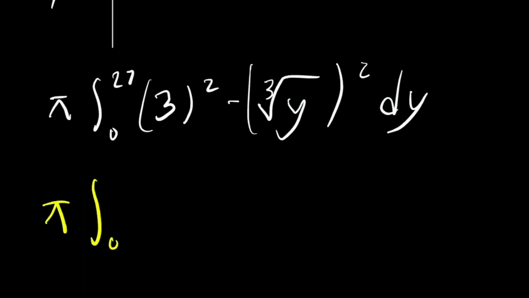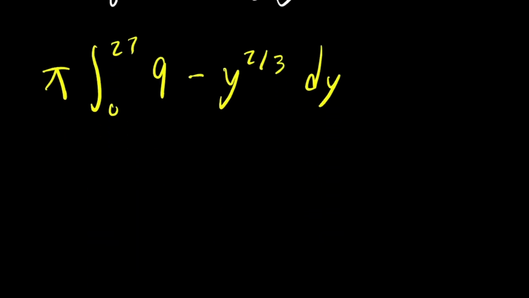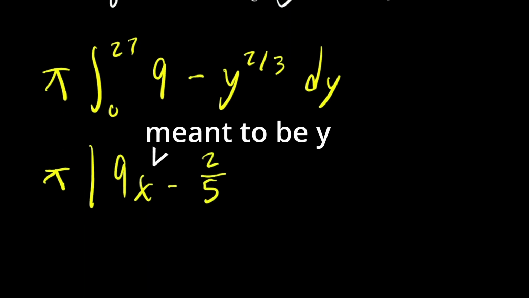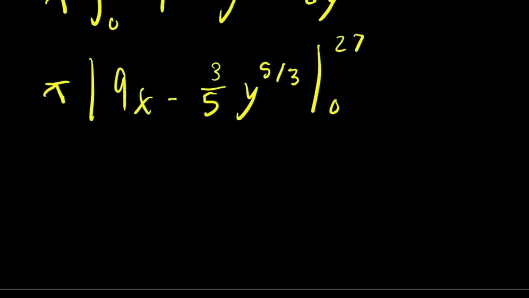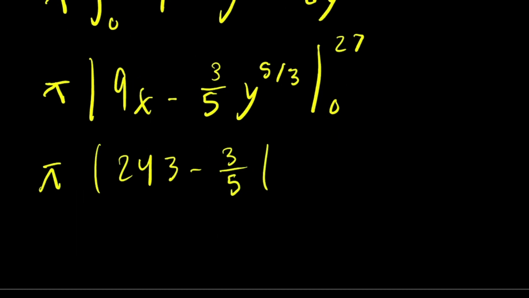So pi times the integral from 0 to 27 of 9 minus y to the 2/3 dy. Now we can integrate 9y minus, let's see, 2/5 y to, or is it 3/5? 3/5 y to the 5/3 from 0 to 27. Okay, so pi times 9 times 27, what is that, 243, minus 3/5 times 27, the cube root of 27 is 3. 3 to the 5th is 243.